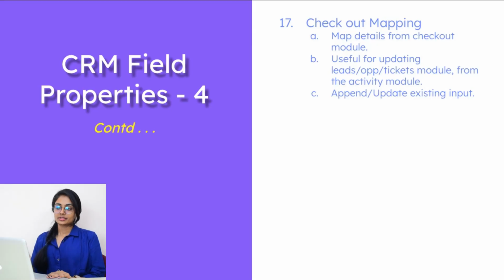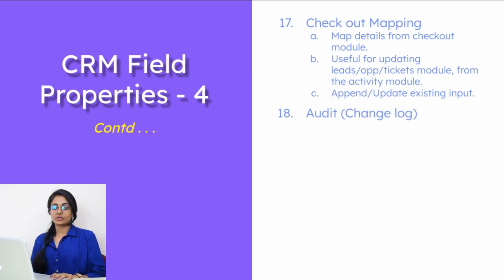For example, after a meeting, I have to update the follow up date of a lead or an opportunity, or else I need to update the status or the due date of the ticket or add comments to the ticket. Then we can enable check in, checkout mapping for all these things. When you enable checkout mapping, you will get two options. Either you can update or you can append the existing inputs. After a while, we will see both of these one by one.